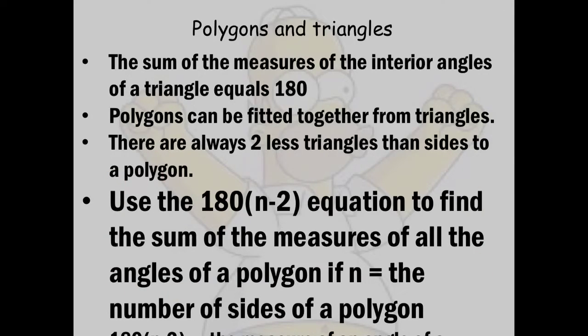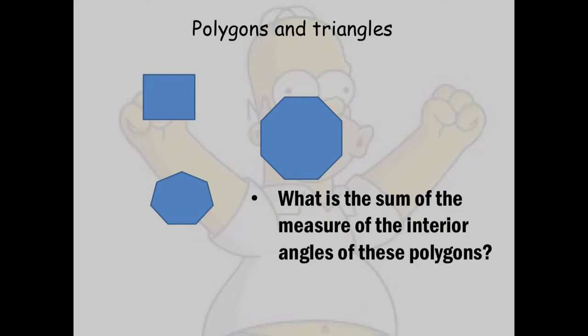Use the 180 times n minus 2 equation to find the sum of the measures of all the angles of a polygon, if n equals the number of sides of a polygon. So in this equation, n is the number of sides. Like we said, the number of triangles is always 2 less than the number of sides. Alright, use that formula to find the sum of the measures of all the interior angles in these polygons.